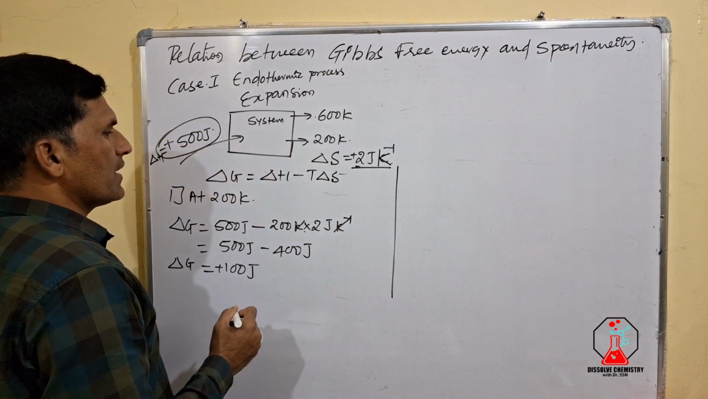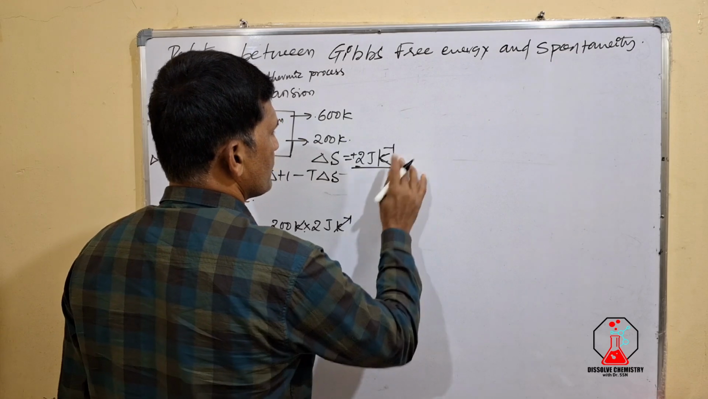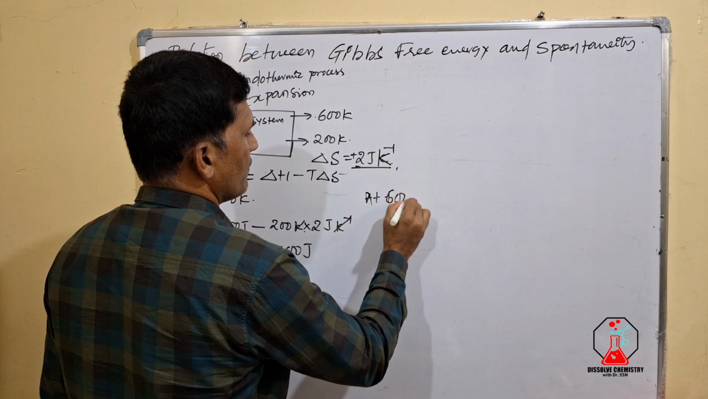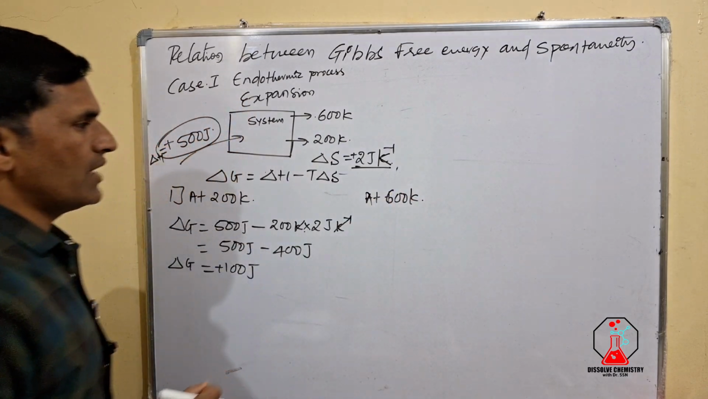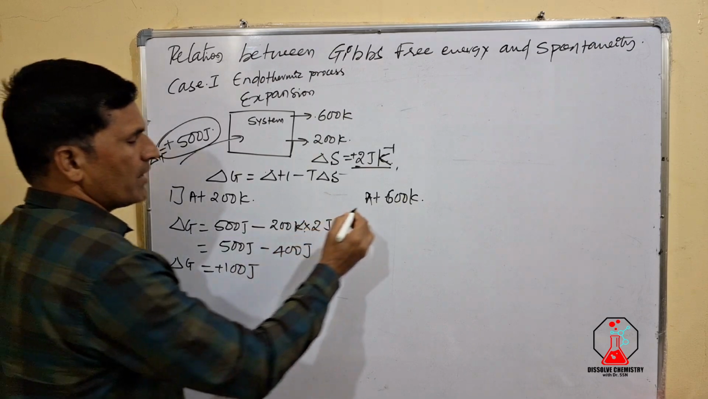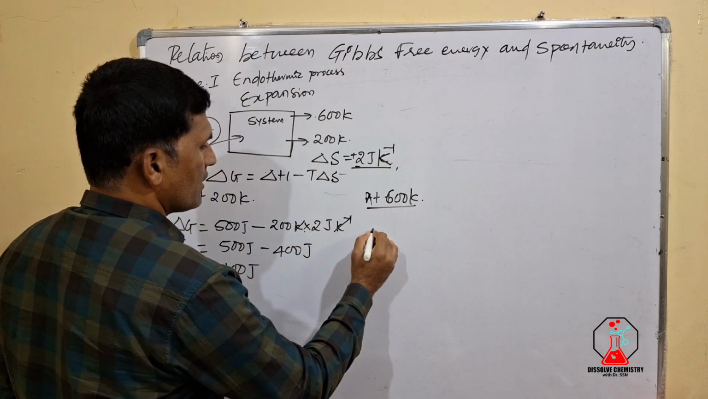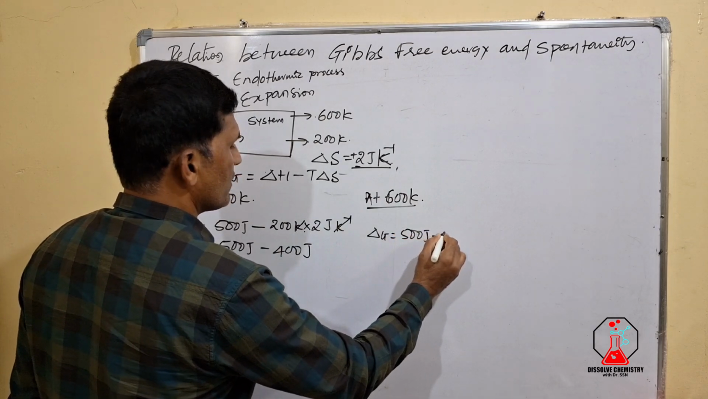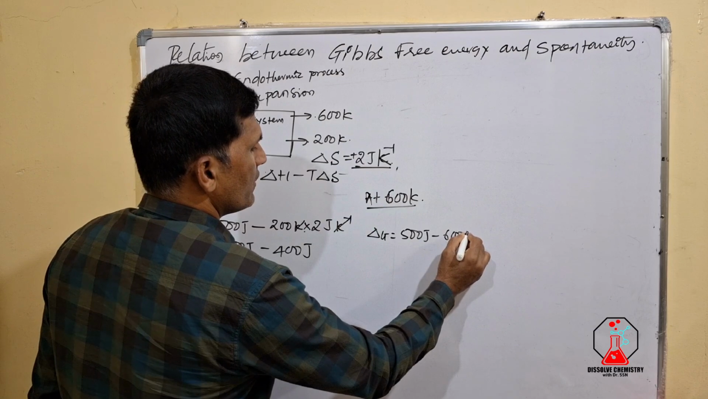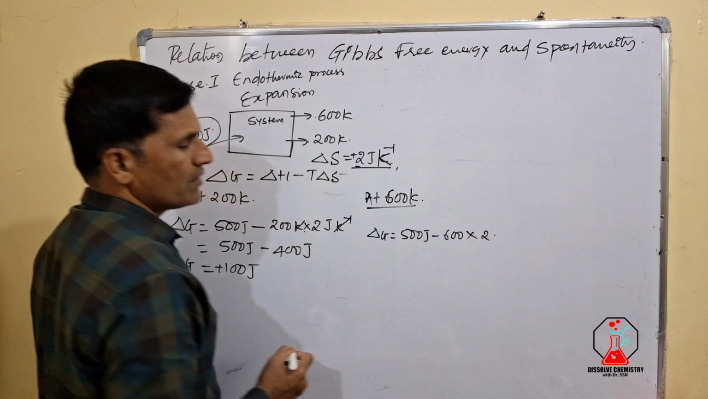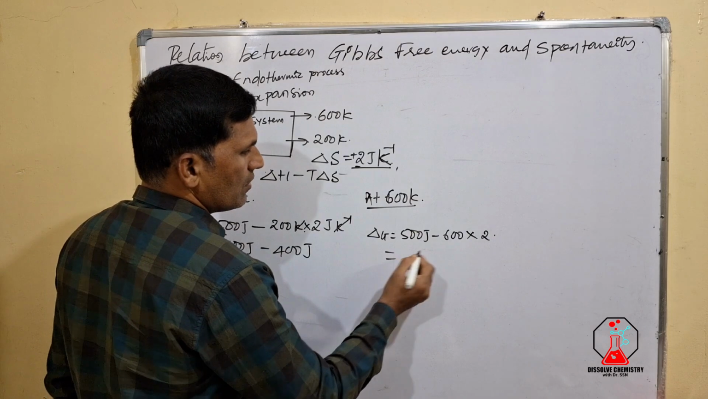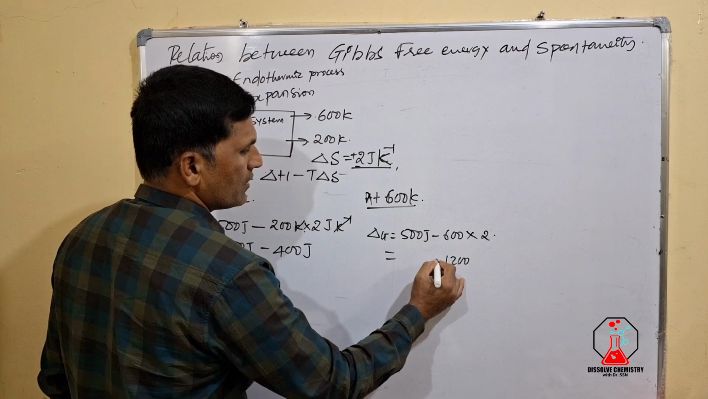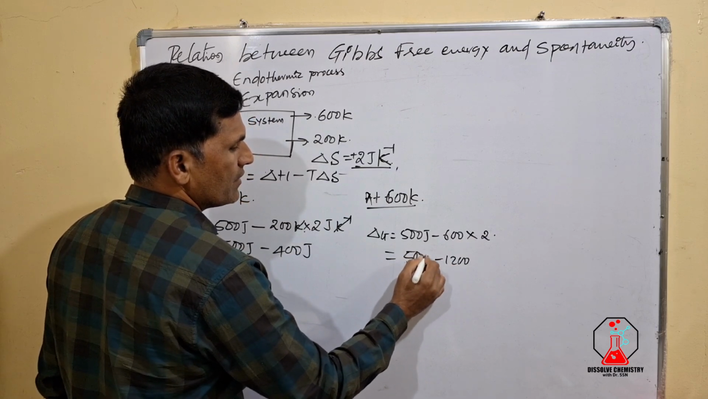Next, we will take the temperature at 600 Kelvin. What is going to happen, we will see. So now at 600 Kelvin, what will your delta G be? 500 joules of energy is being absorbed by the system, and your entropy is 2. So now it becomes a total of 1200 joules, and here it is 500 joules.